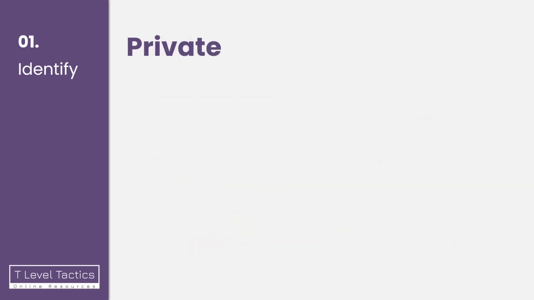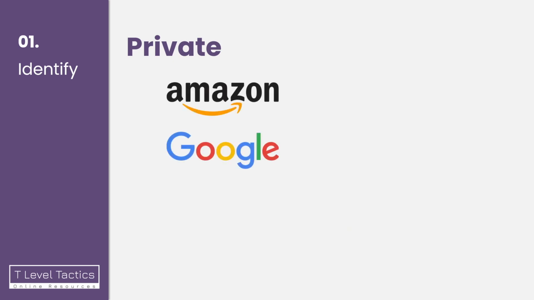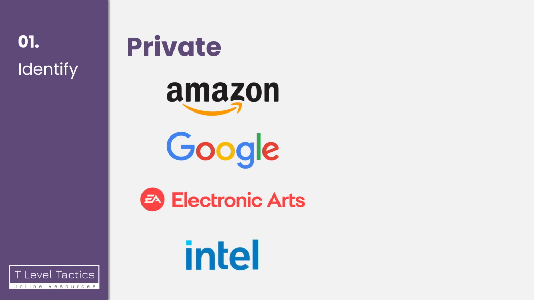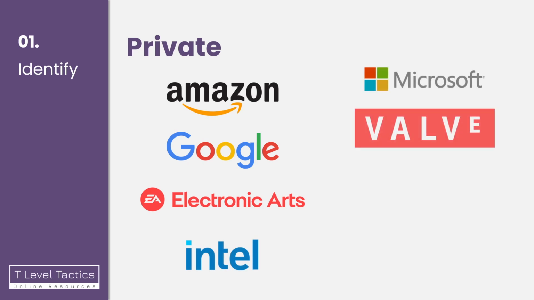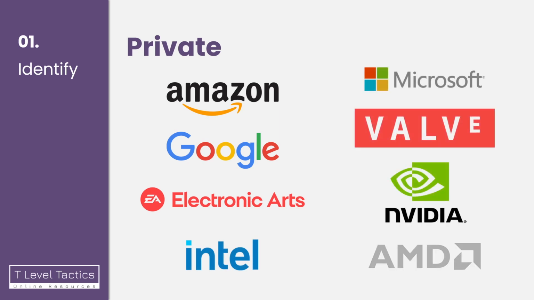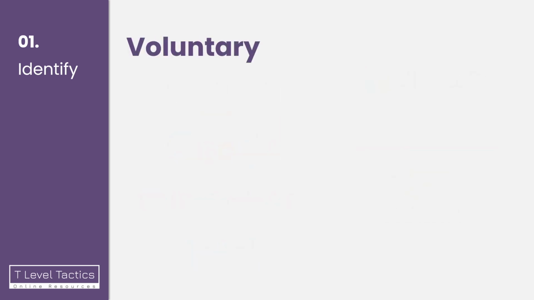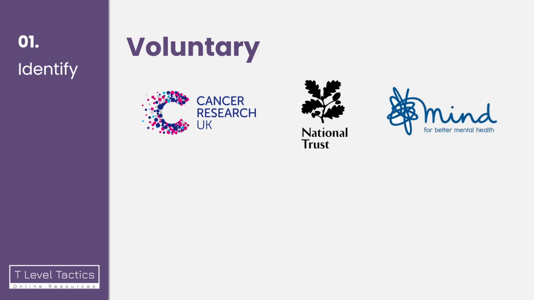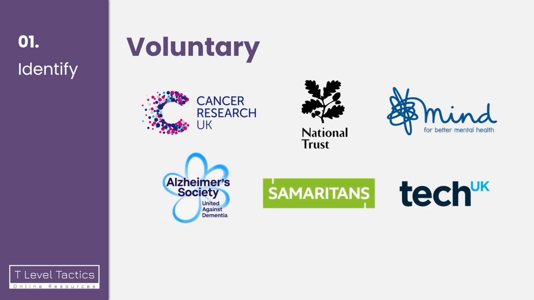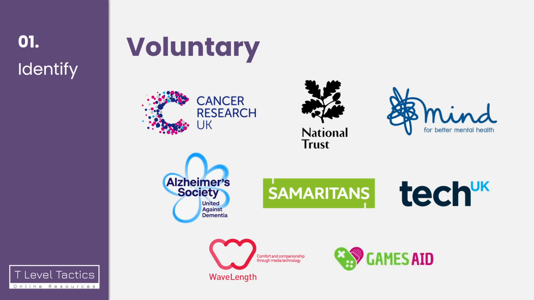Private organisations, these might be a little bit more recognisable. Businesses like Amazon, Google, Electronic Arts, Intel, Microsoft, Valve, Nvidia, and AMD. And then in the voluntary sector, remember, these are organisations in the United Kingdom: Cancer Research UK, National Trust, Mind, the Alzheimer's Society, Samaritans, Tech UK, Wavelength, and GamesAid. You might want to do a bit of research on those.